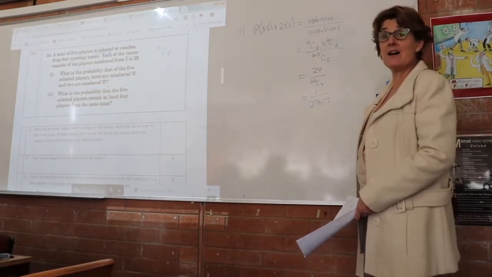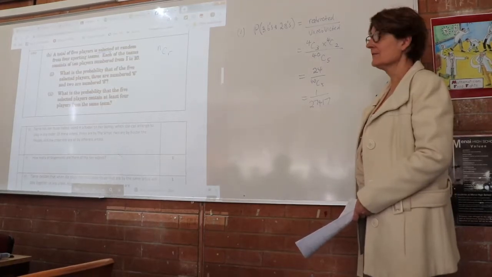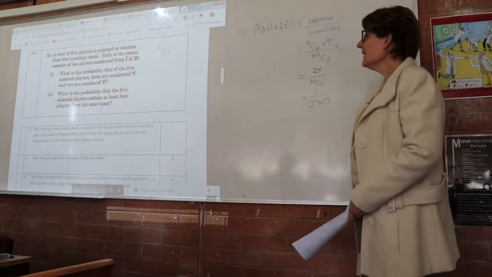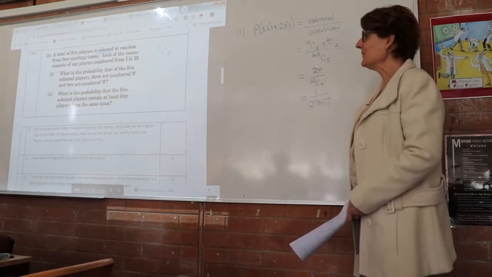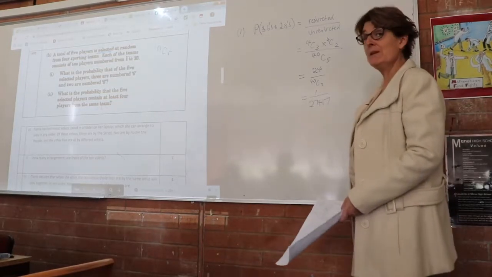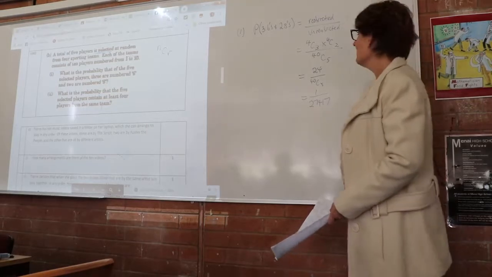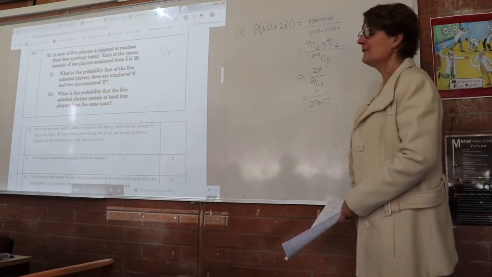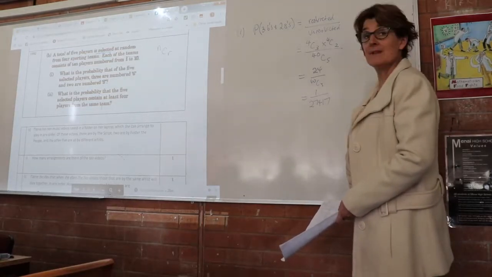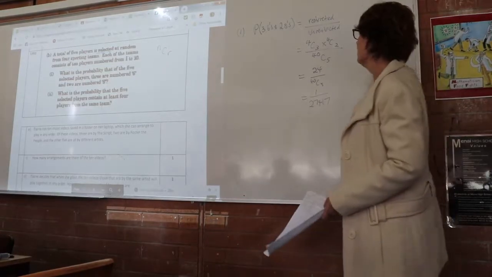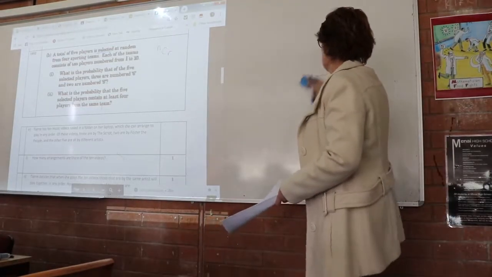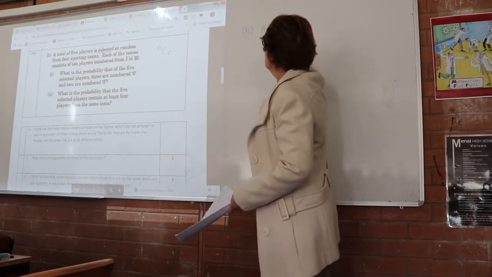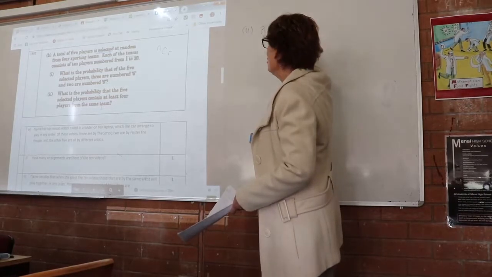Don't forget the solutions are on your Google Classroom. While you're waiting, this is the one where I think people might forget something. So it says, what's the probability? So we're going to have to again go restricted over unrestricted. That the 5 selected players contain at least 4 players from the same team. So this is one of those questions where we've got to consider the 2 different options. So probability at least 4 for same team.